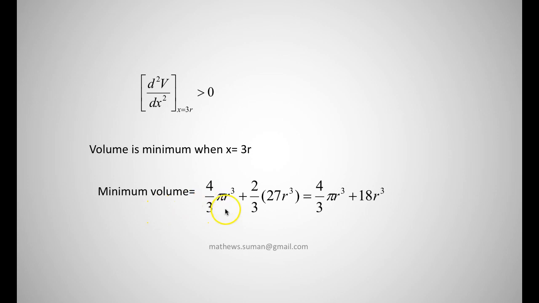And the minimum volume will be, put x equal to 3r in your formula for volume. So I get 4 by 3 pi r cubed plus 2 by 3. Instead of x cubed, I will put 27 r cubed. That would be 4 by 3 pi r cubed plus 18 r cubed.